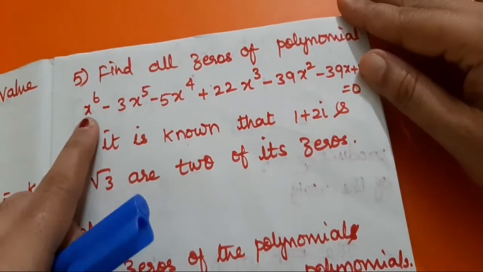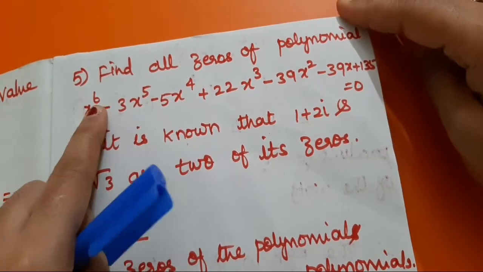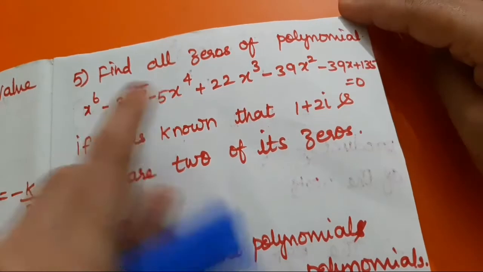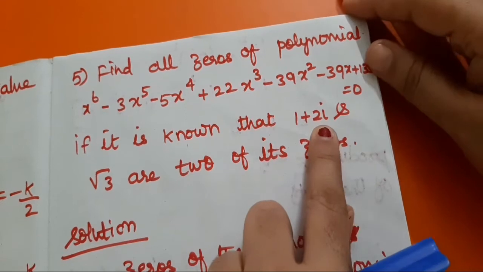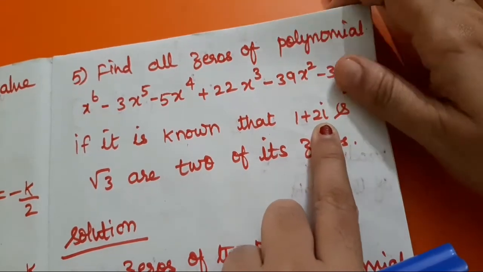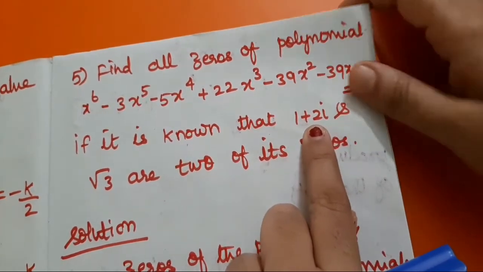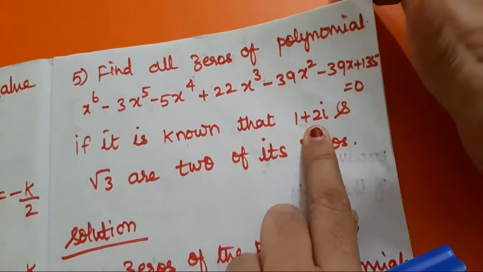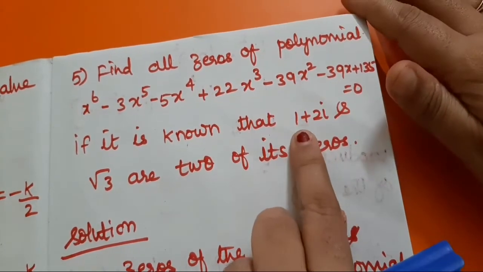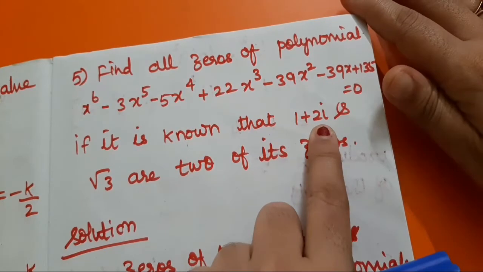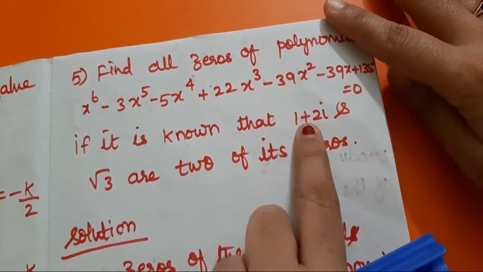Now, since it is a polynomial of degree 6, it has 6 roots. Now, we are given that 1 plus 2i is one root of the polynomial. I told you already it is a complex root. So, complex roots occur in pairs, that is, the conjugate of this complex number. So, if 1 plus 2i is one of the roots, what will be the other root? The other root will be 1 minus 2i.